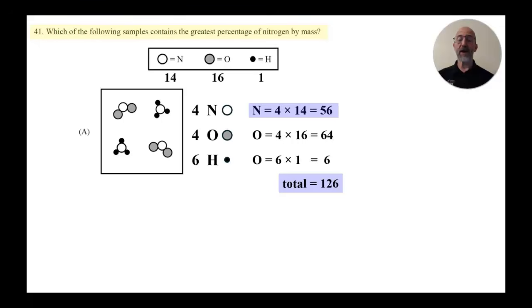Now, the mass of nitrogen in that mixture is 56. So on my calculator I do 56, the mass of nitrogen, divided by 126, the total mass of the mixture. And when I do that math, I get a percentage of nitrogen by mass of 44%. All right, that's 1 down, 3 to go. So same process for choices B, C, and D. On to choice B.